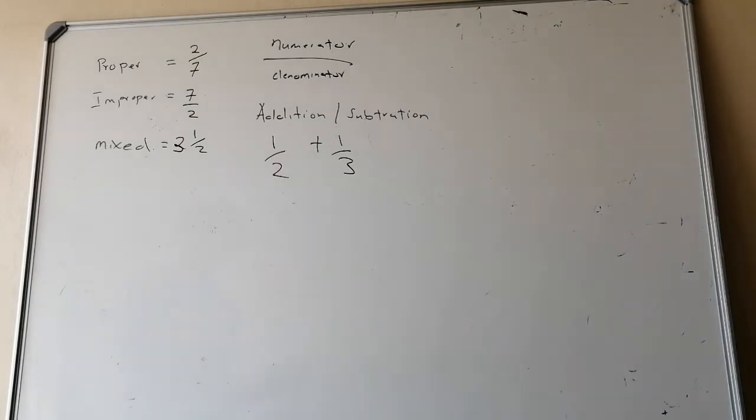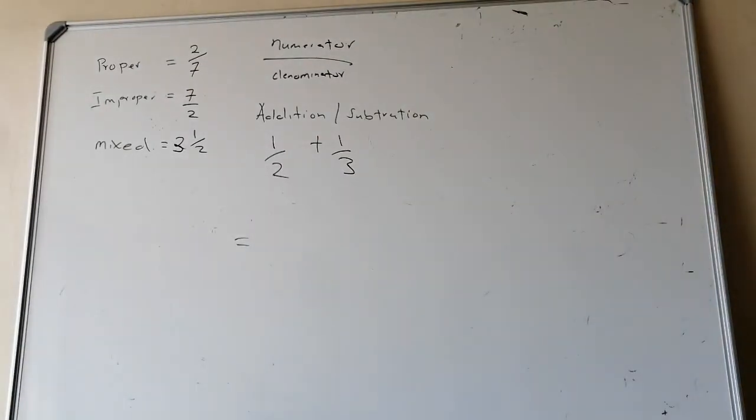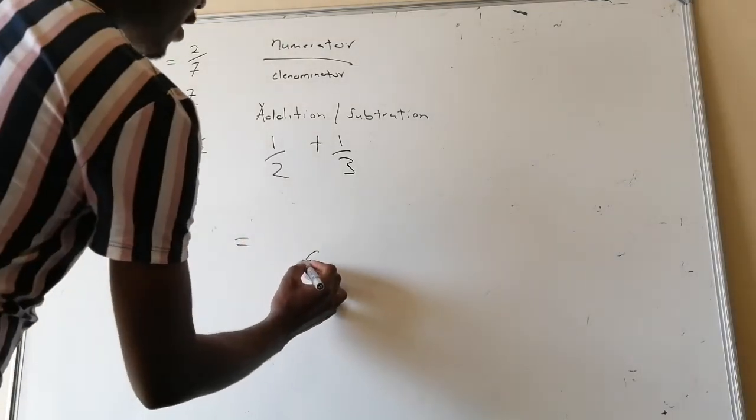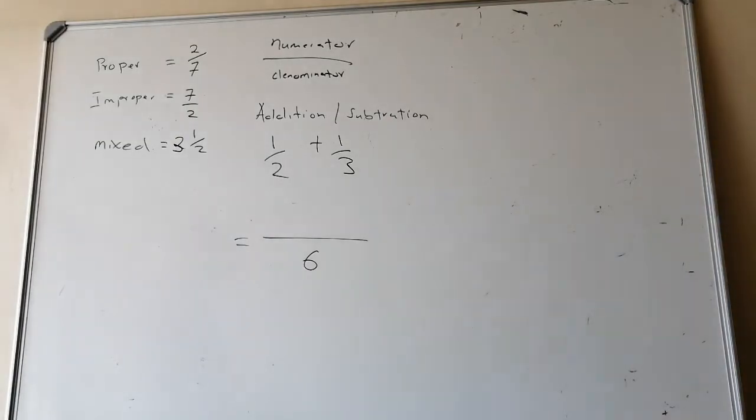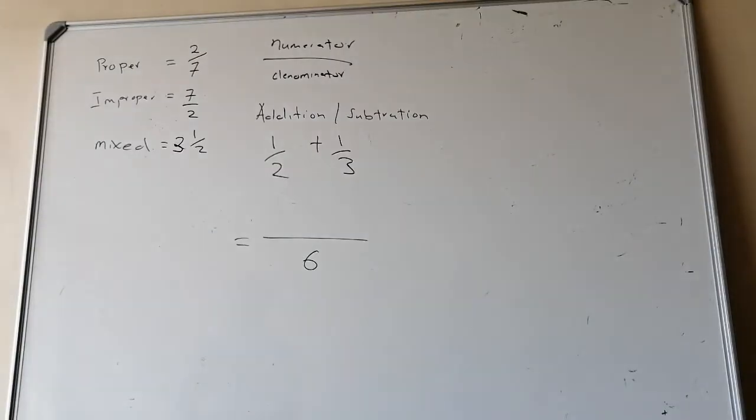There are two ways to do that. The first way is to find the lowest common denominator. It's a multiple of 2 and 3, the lowest common multiple of 2 and 3. That number is 6. It is a number that you can divide by 2 and 3 without leaving a remainder. Even 12 is also a multiple of 2 and 3, even 24, but then we choose the lowest.